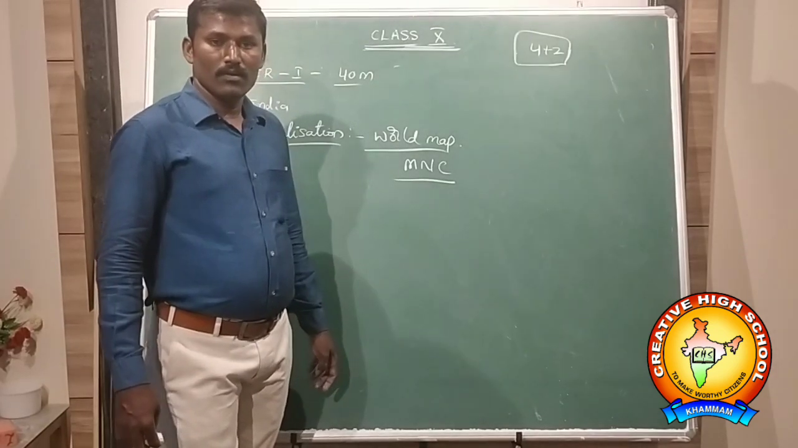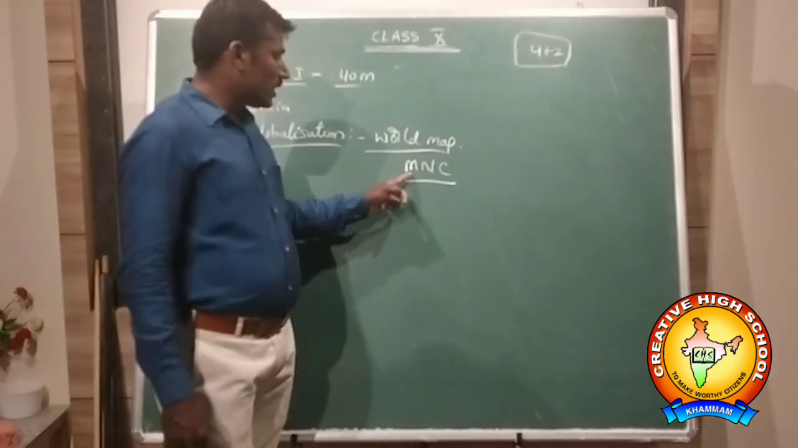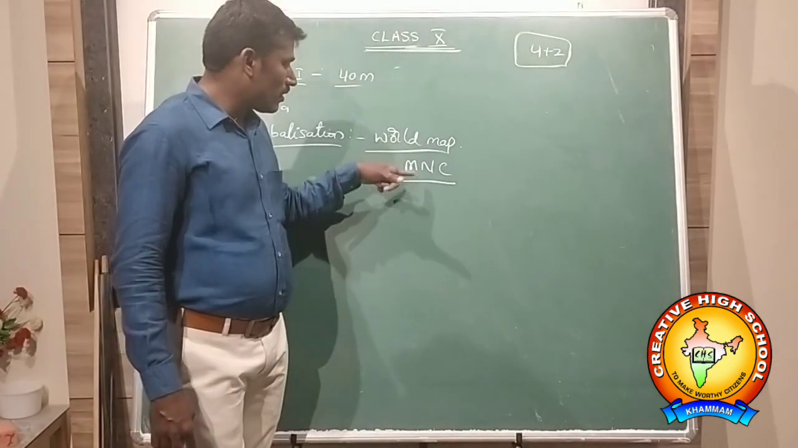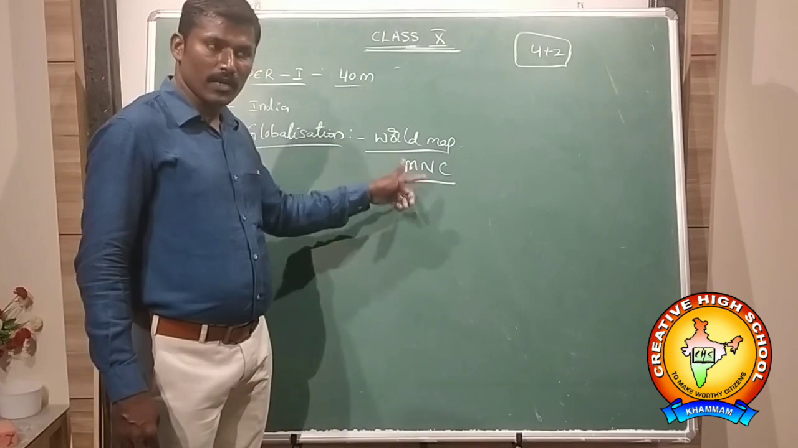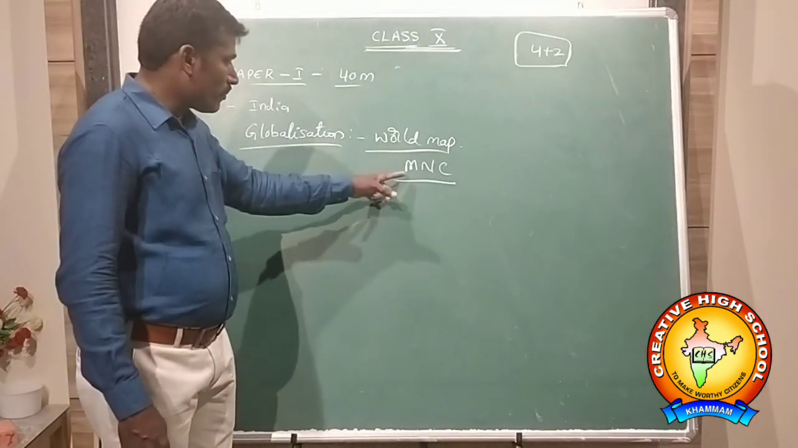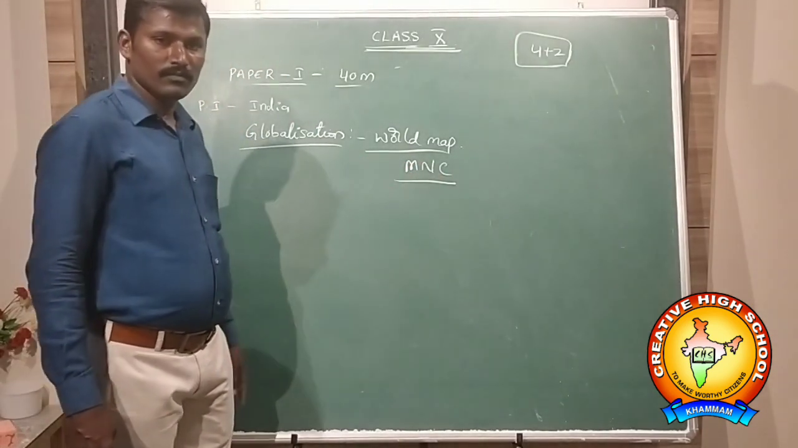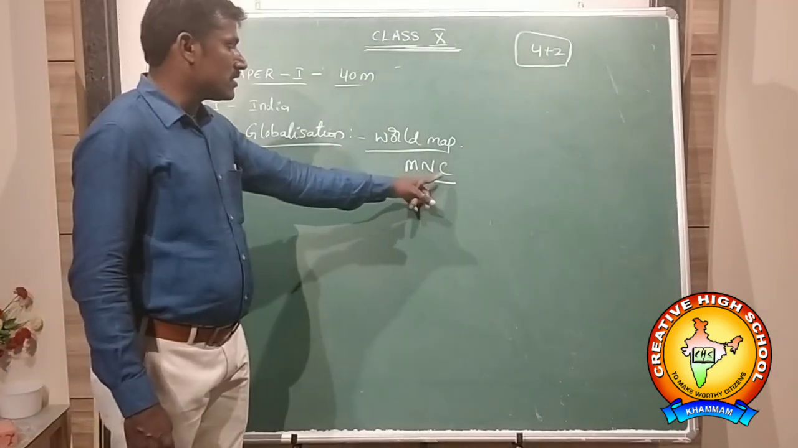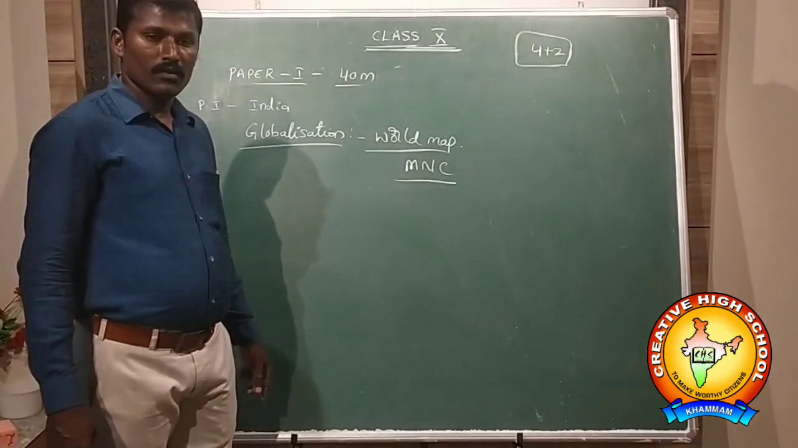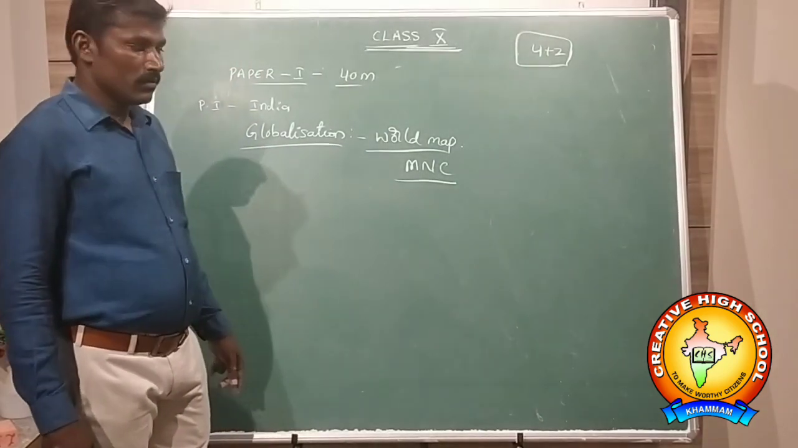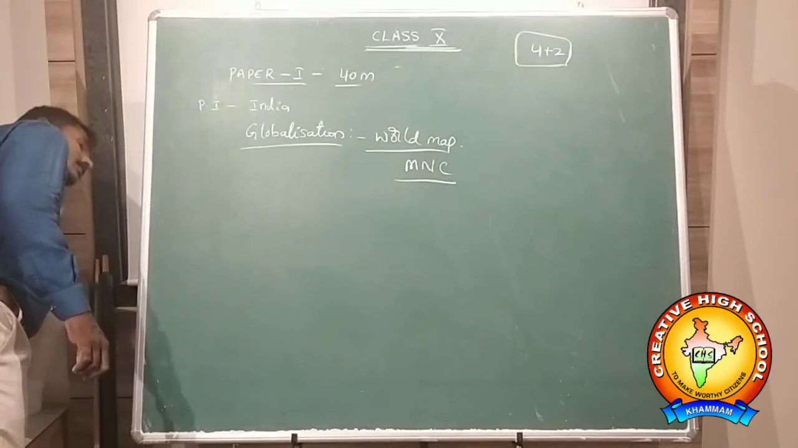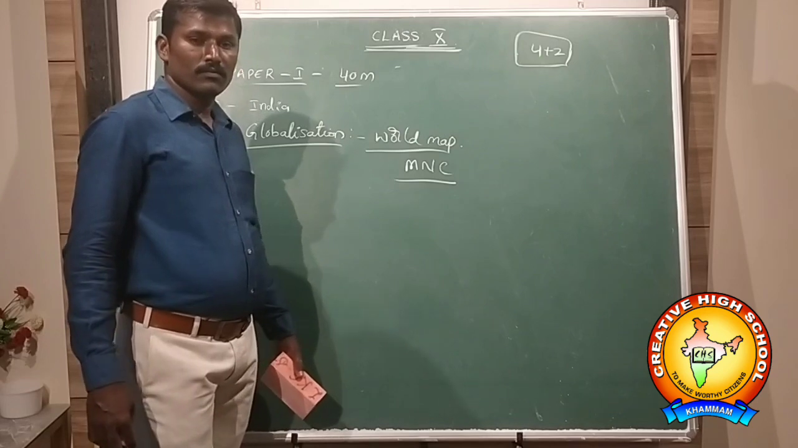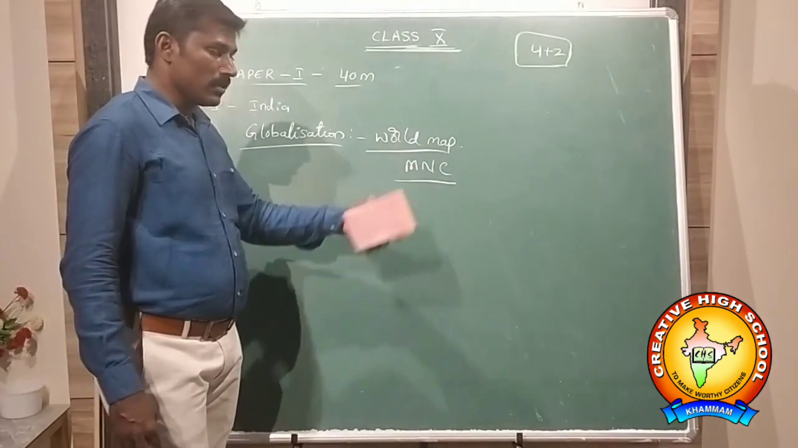Why are these called multinational companies? Because these companies own and produce their products in more than one nation. That's why they are called multinational companies. Sundaram Nuts, Ranbaxy, these all are multinational companies.